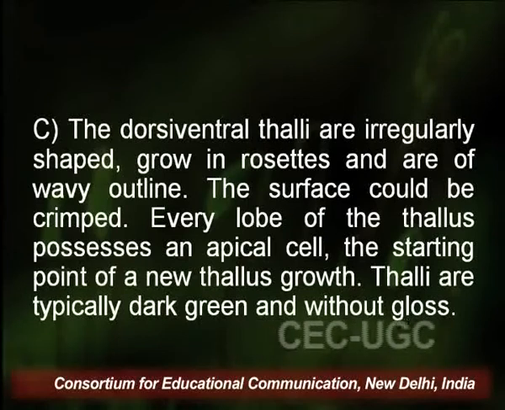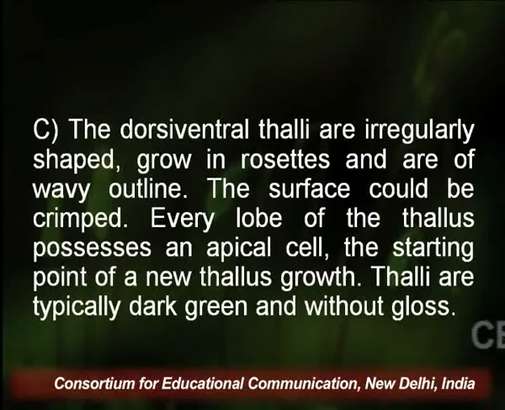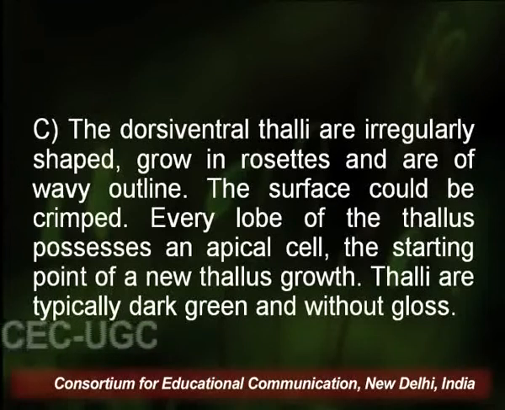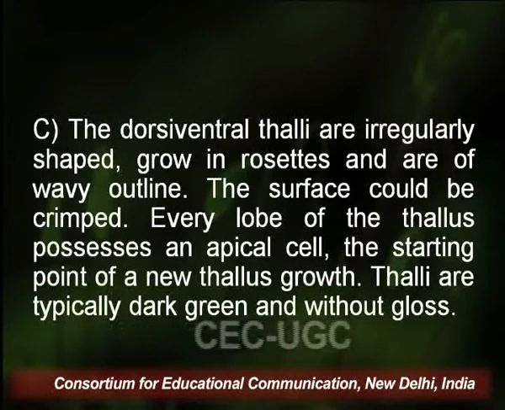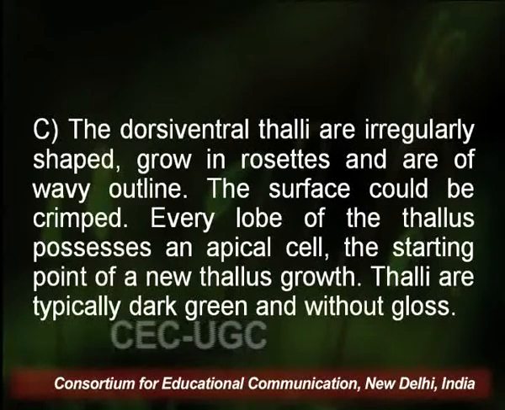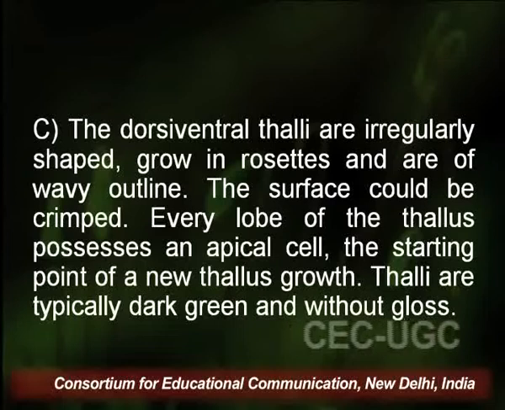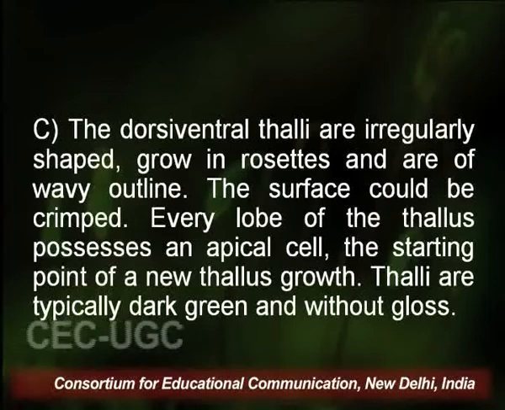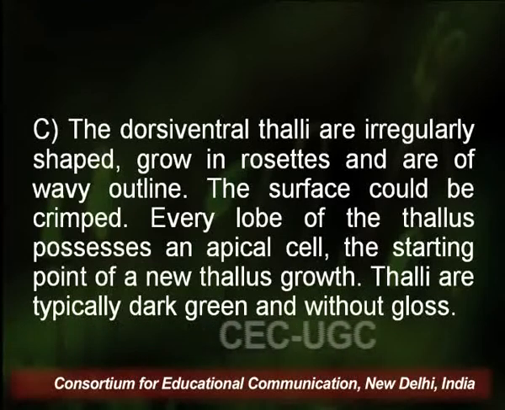The other type of thallus is represented by the dorsiventral thallus, which is irregular in shape. They grow in rosettes and are of wavy outline. The surface could be very crimped. Every lobe of the thallus possesses an apical cell, the starting point of a new thallus growth. Thalli are typically dark green and without any gloss. Most of these thalli are with extensive internal cavities on the ventral surface and harbor atmospheric nitrogen fixing cyanobacteria.